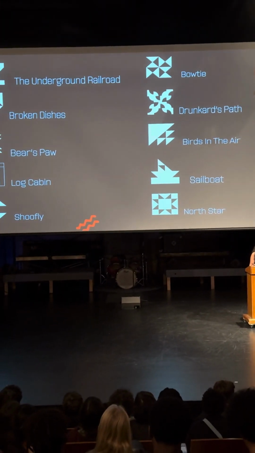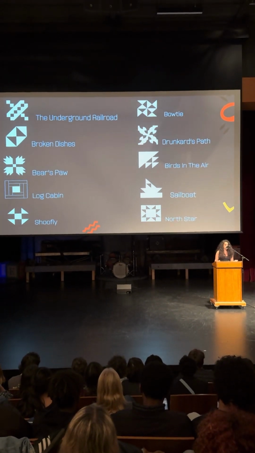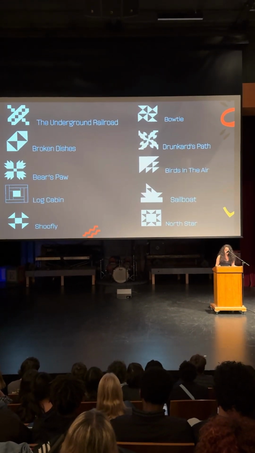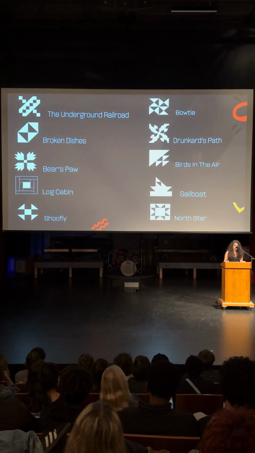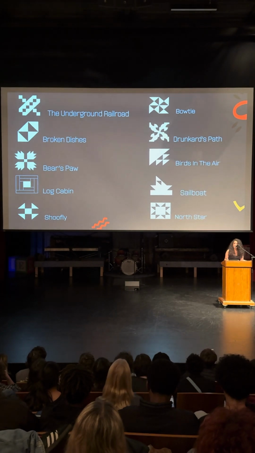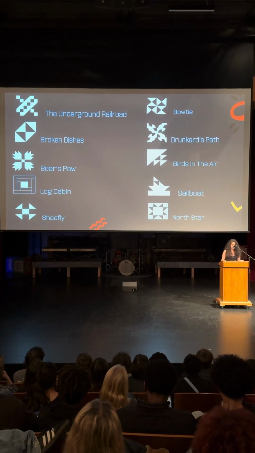The next one is bow tie, which meant that you would need to have nicer clothing to disguise yourself in a free area. The next one is drunkard's path, which was a sign for slave hunters and slave catchers, and if you saw this, you knew you could be in potential danger.